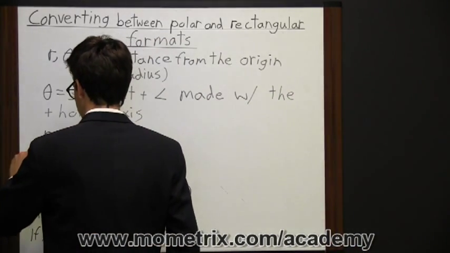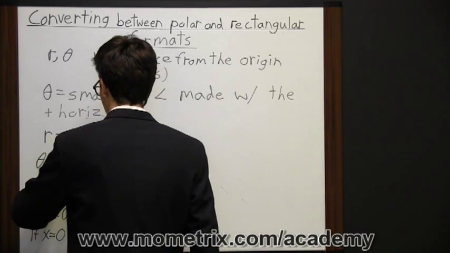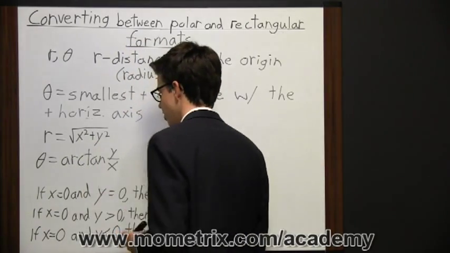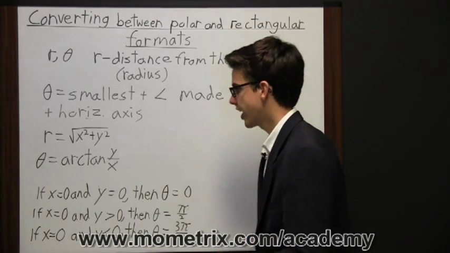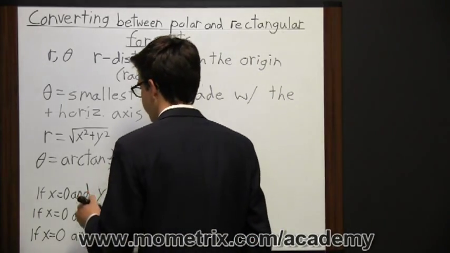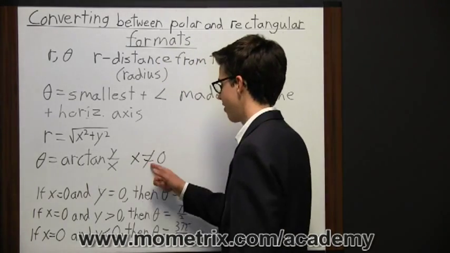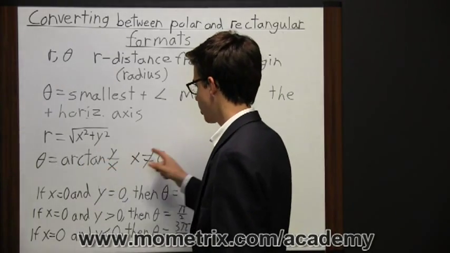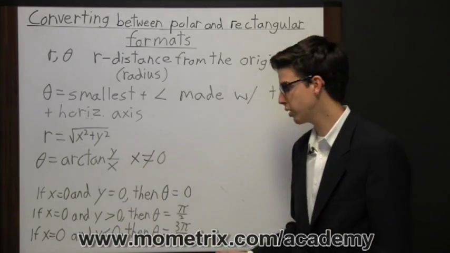The second equation we have to do is to find theta. Theta is equal to the arctan of y divided by x. Arctan is short for arctangent, and arctangent is just the inverse of tangent. So that's how you find theta. However, there is a catch. x cannot equal 0. That sign right there means not equal to. This equation always works as long as x doesn't equal 0. But sometimes x will equal 0.